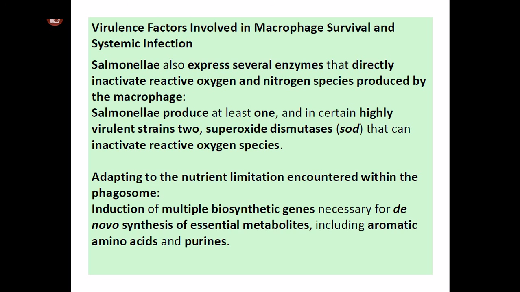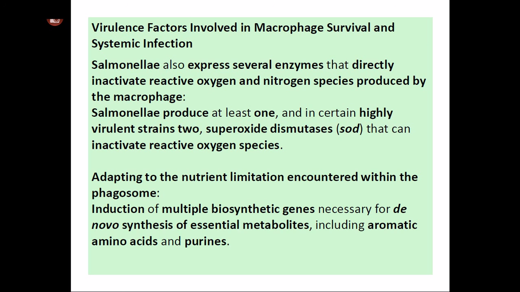Salmonella also expresses several enzymes that directly interact with and inactivate some reactive oxygen species we've already talked about, like superoxide dismutase, SOD, and other molecules that block the NADPH oxidase, which usually generates H2O2. They can produce hydroperoxidase to break down peroxide into water and oxygen. So using all of these different machineries, they can block the host phagosomal lysis machinery of the phagocytes.